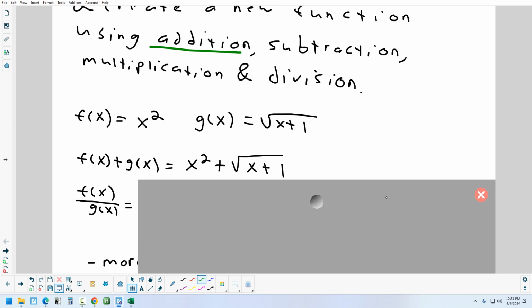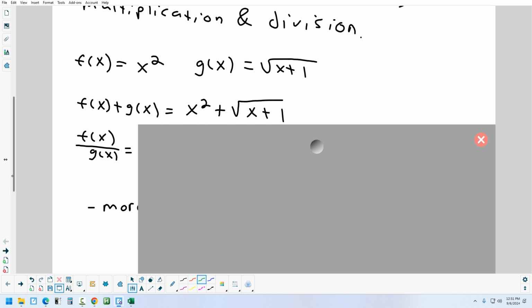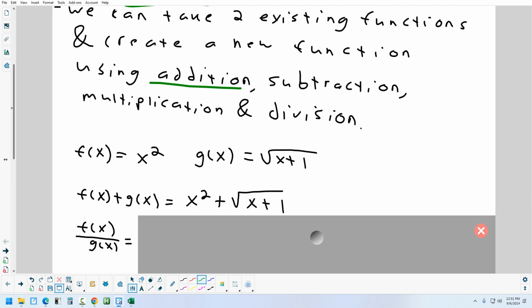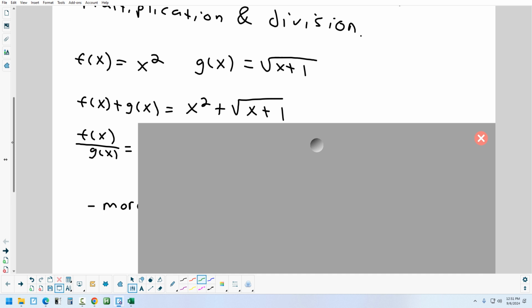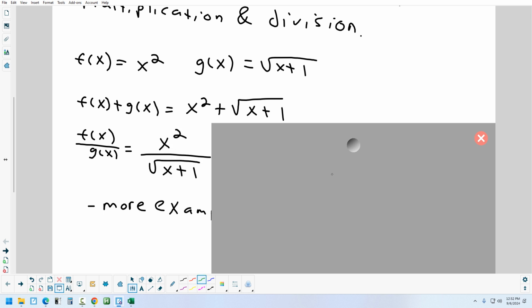Well, Zach, what's f of x again? 3x. So in this example, whatever example this is. X squared. Yeah, x squared. And what's g of x? Square root of x plus 1. Square root of x plus 1. So what I want to do now is divide them. Take f of x and divide it by g of x. Now, when you divide them, you end up with this.